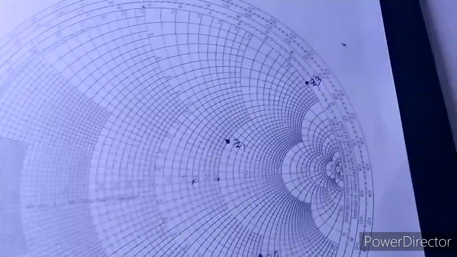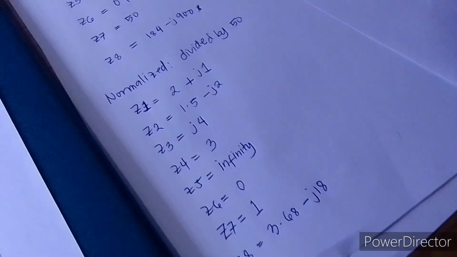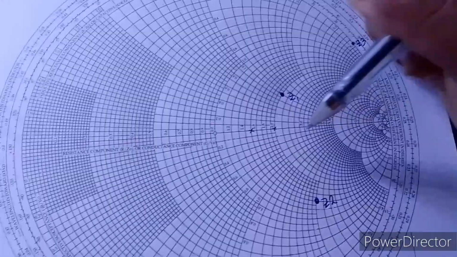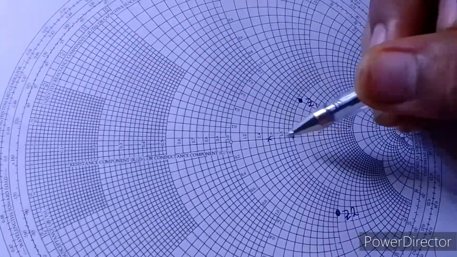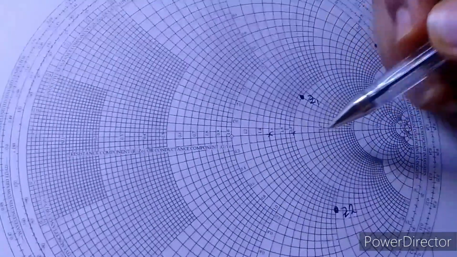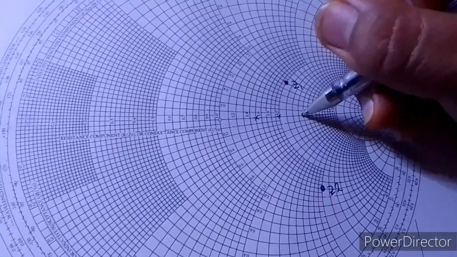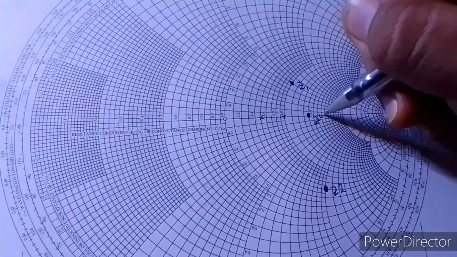Next we are going to plot the impedance 4, or the Z4, which is 3. This is R, so we're going to locate the 3 here at our horizontal line. So we have here 1, 2, and 3, this one. So this will be our Z4.